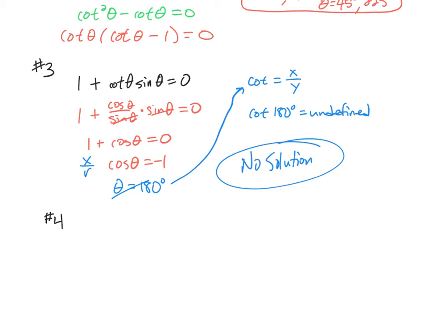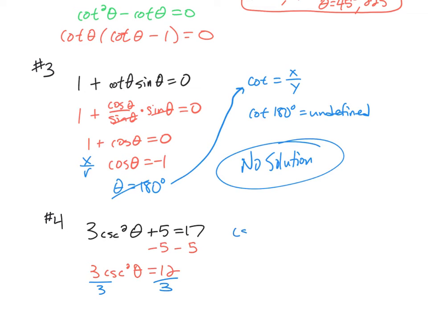All right, so for number 4, we have 3 cosecant squared theta plus 5 equals 17. Okay, so we can subtract the 5 on both sides and get 3 cosecant squared theta equals 12. And if we divide by 3 on both sides, we get cosecant squared theta equals 4. Okay, and then we'd have to square root both sides. So when we do that, we get cosecant theta equals plus or minus 2.